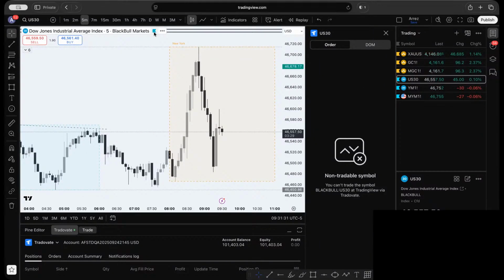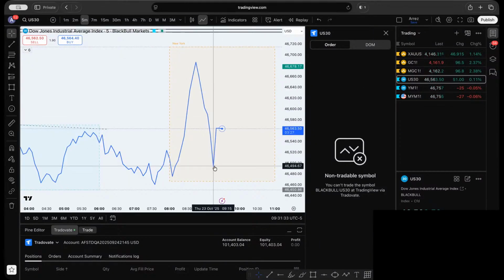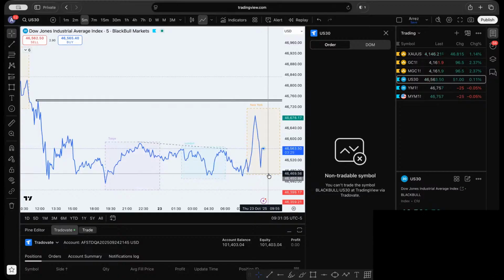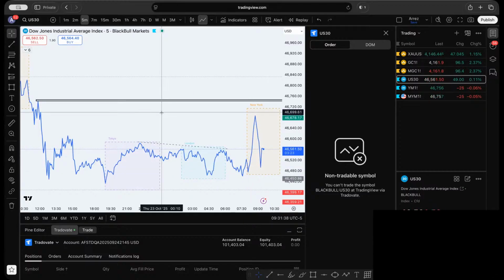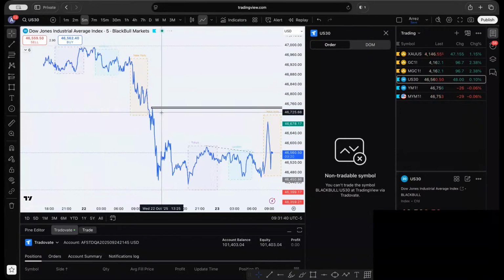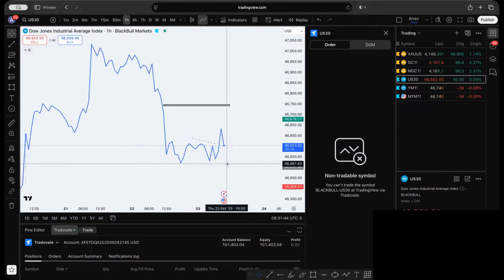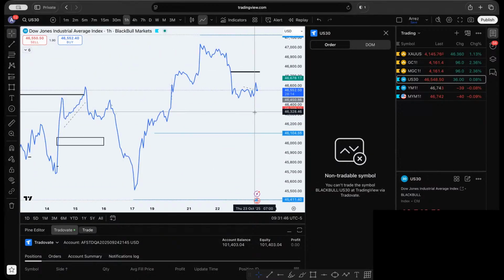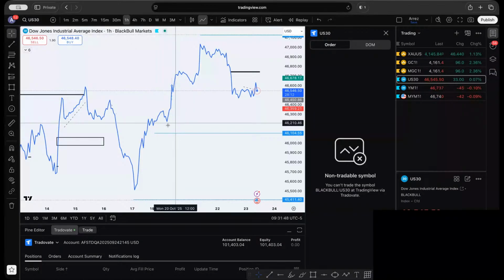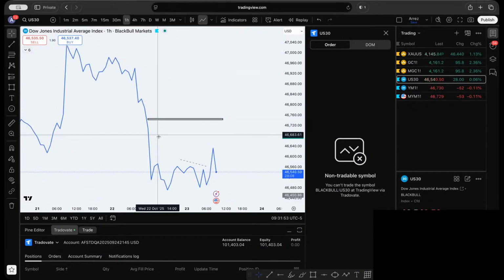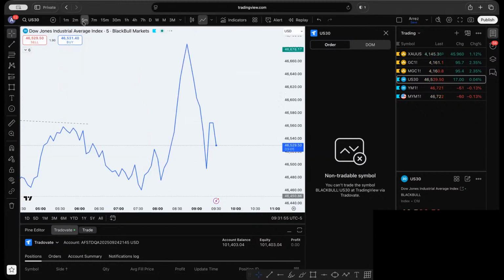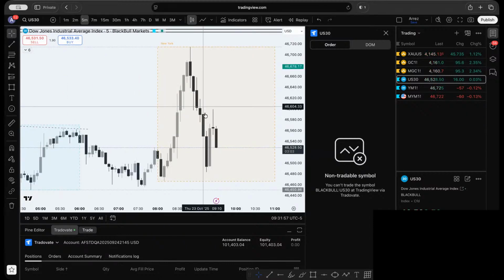On US30, what we see right here is price actually had a nice retracement to the downside from this POI. And I am definitely bearish just based off the way price is looking, the way that we have these liquidity levels right here that are ready to be taken out, plus the fact that we haven't really broken structure to the upside just yet. So I am bearish.